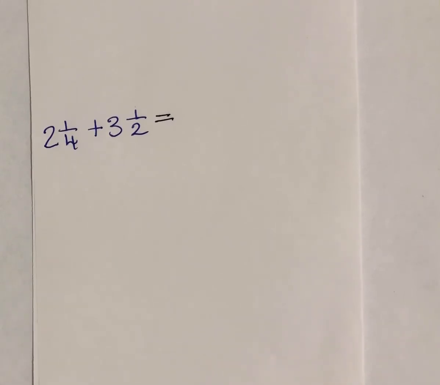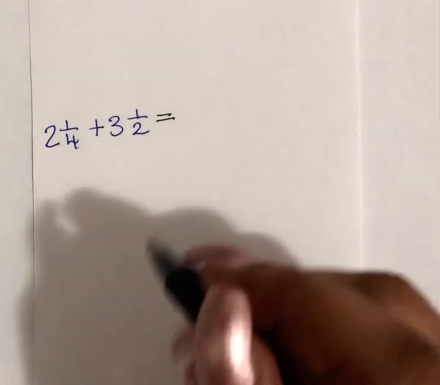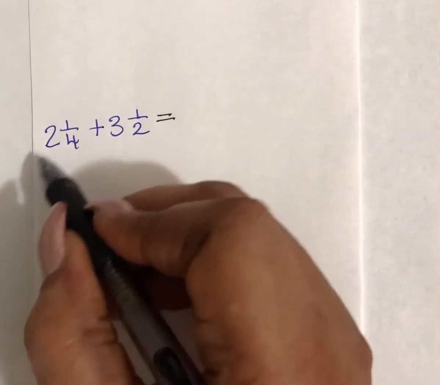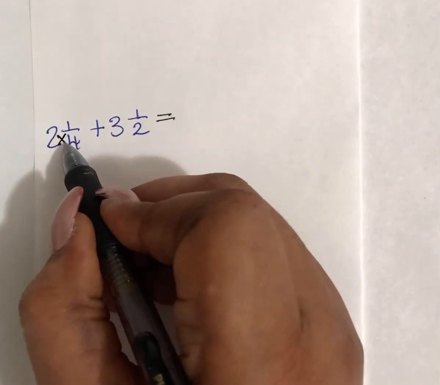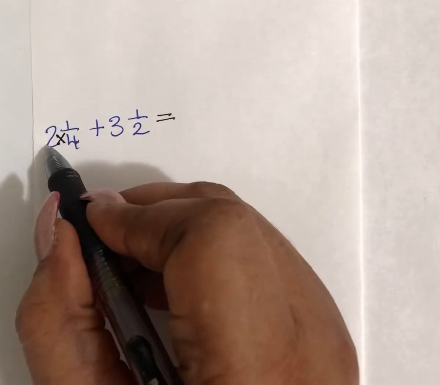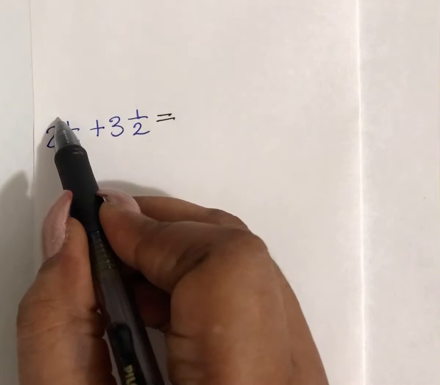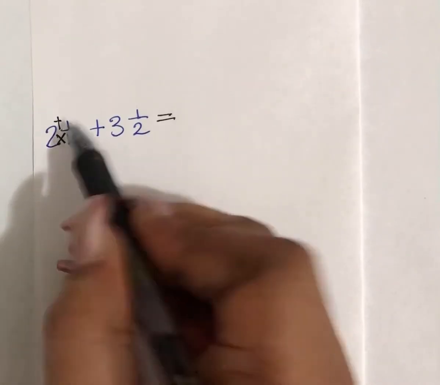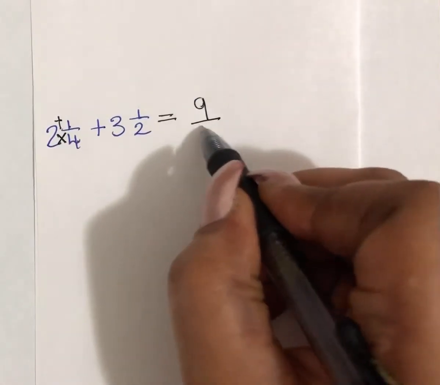But what I am going to do for this one, I'm going to change them to improper fractions, or top heavy. The next question, I'm going to separate the whole numbers in that case, right? So let us, in this case, change the mixed fractions to improper. So we will multiply 4 by 2, we will get 8. And then we will add the numerator, which is 1, to get 9.